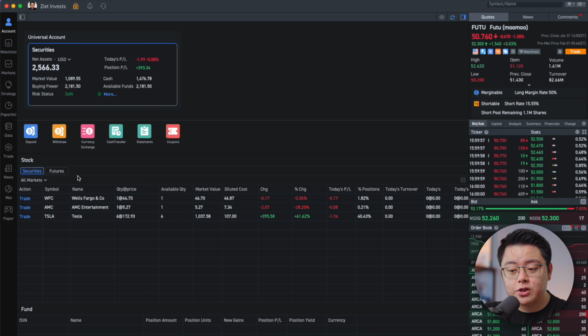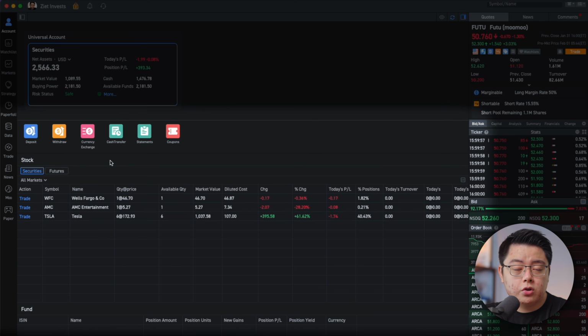And below that is essentially your stock portfolio if you click the Securities button, where whatever stocks or ETFs you bought will all be shown here. And you can see I currently have Tesla and a few other stocks like Wells Fargo and NEO. Those are actually free stocks from the sign up rewards. I've only bought Tesla on this account before.